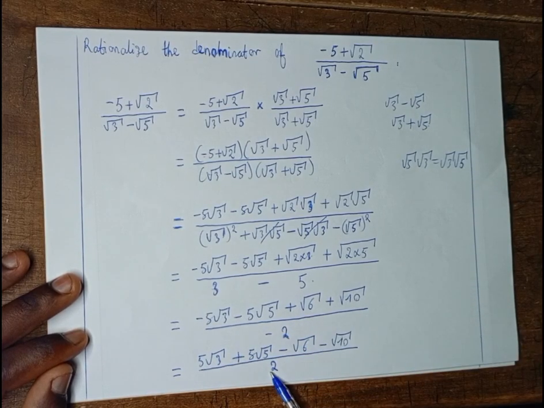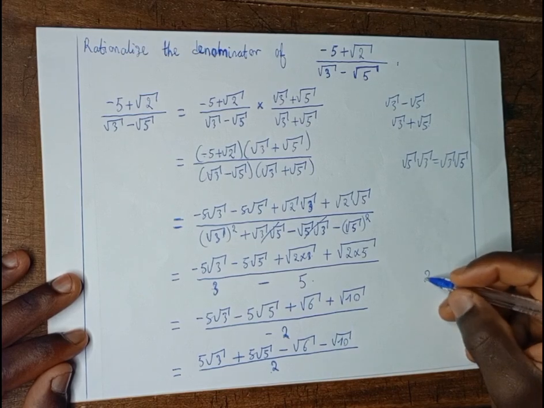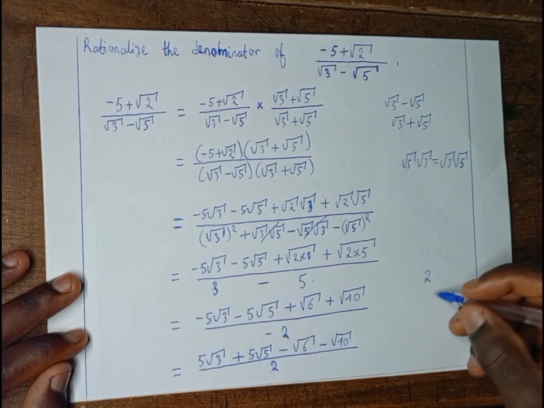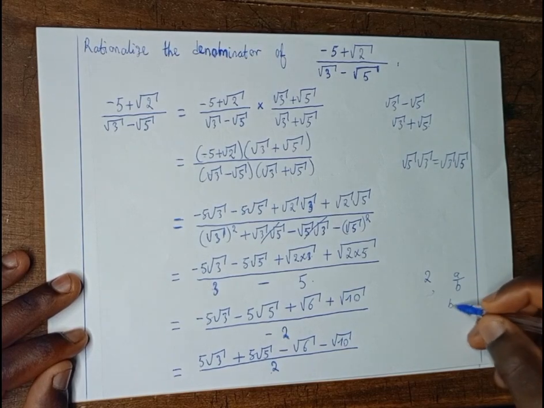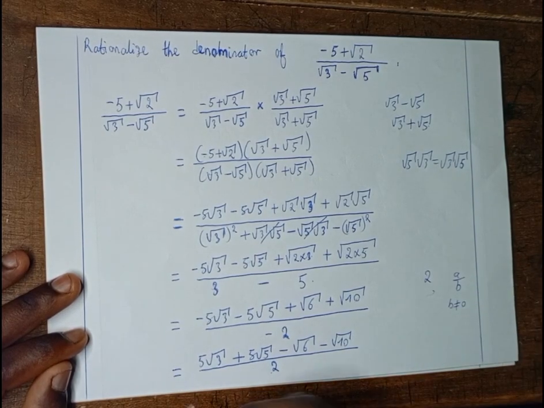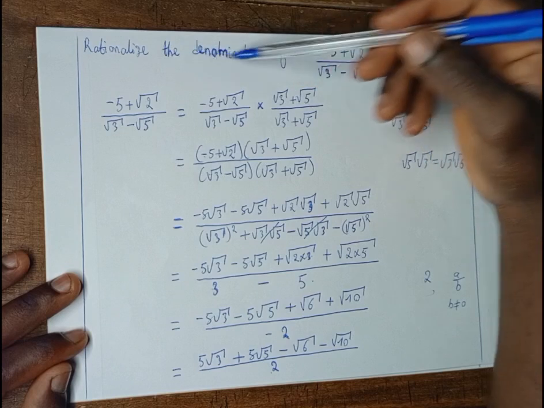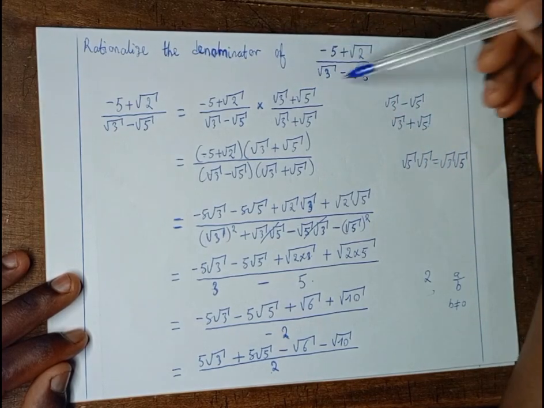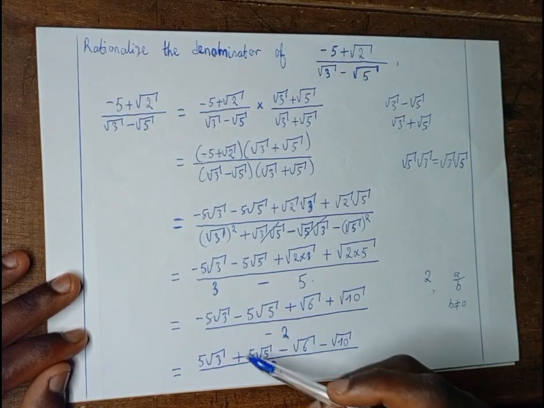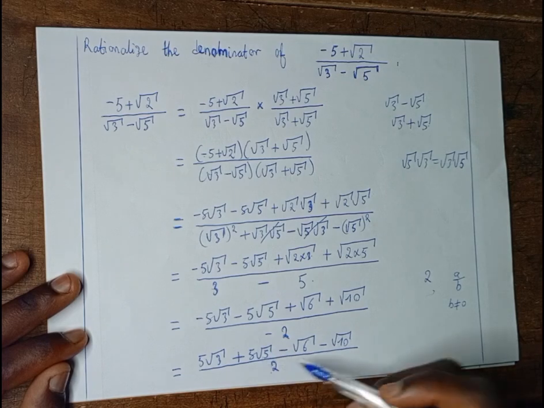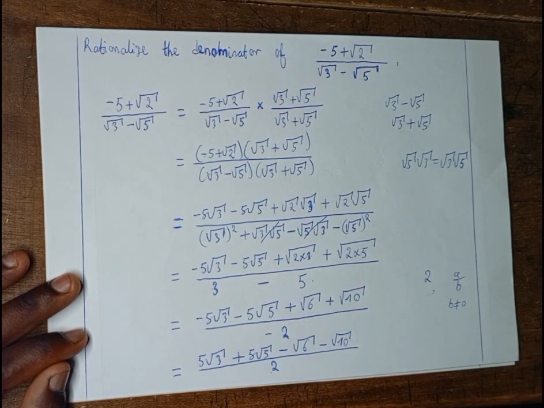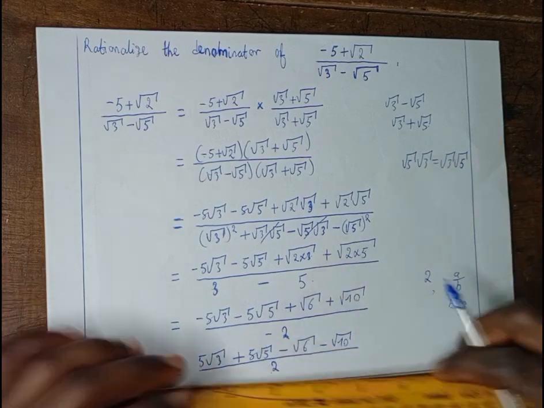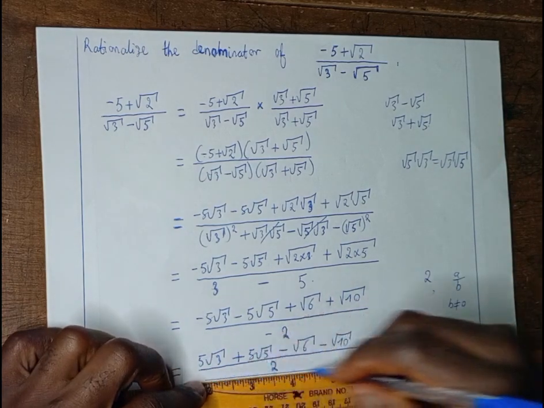You can see that the denominator 2 is a rational number. 2 can be expressed in the form a over b, with b being different from 0. So, rationalizing the denominator of this fraction, we will simply obtain (5√3 + 5√5 - √6 - √10) all over 2. We are going to end at this level.